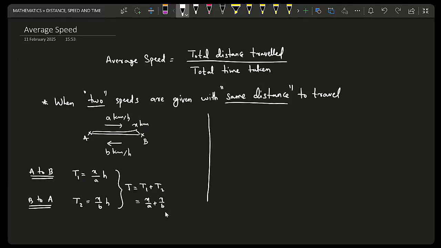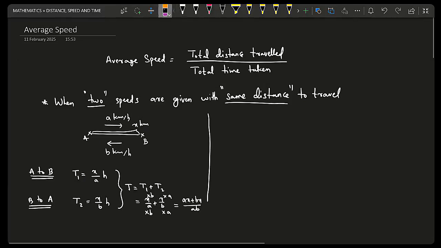Now, let us simplify this. So a and b, they are different numbers. I want to write them as the same number. What I do is multiply by b here and multiply by a here. So you're going to get xb plus xa by ab, so you're going to get ax plus bx by ab. So this is the total time.